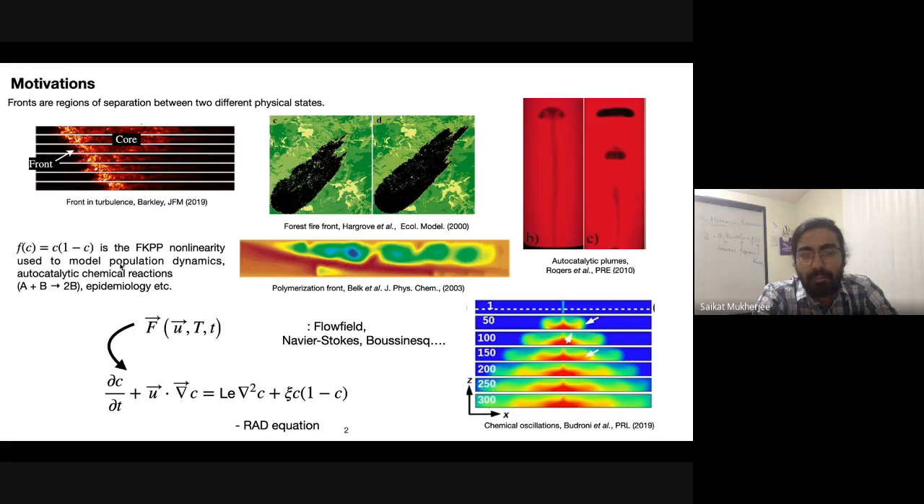All this means is that the state of C equal to 1, or products, is stable, and the state of C equal to 0, or the reactants, is unstable. So the system always tries to evolve such that it goes to the state of C equal to 1.